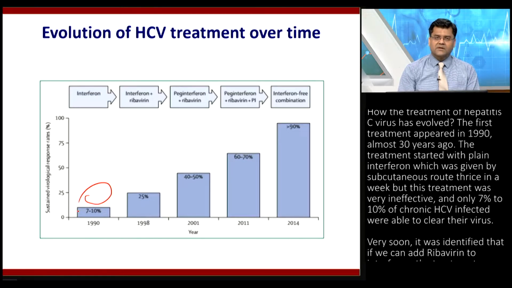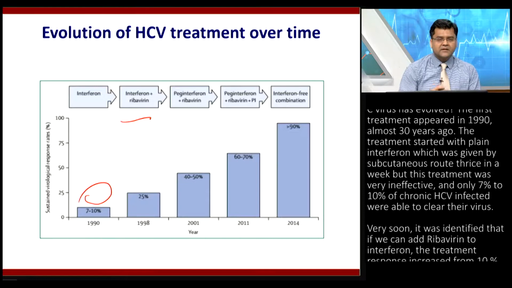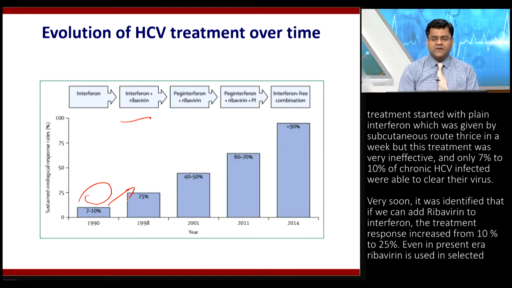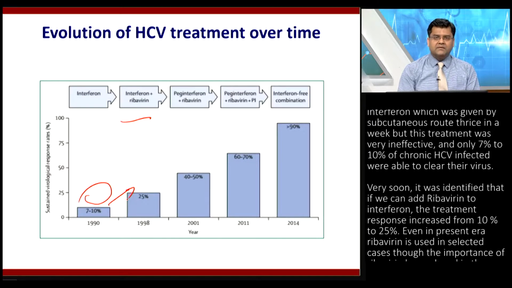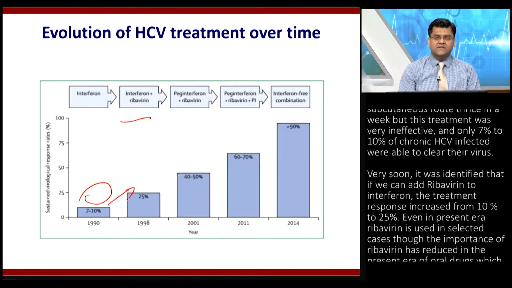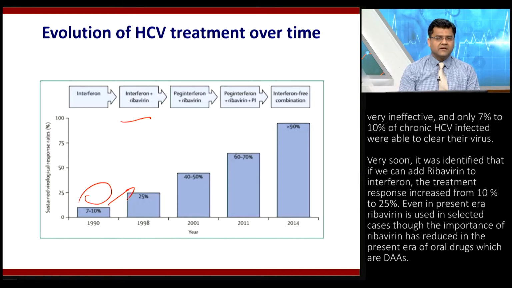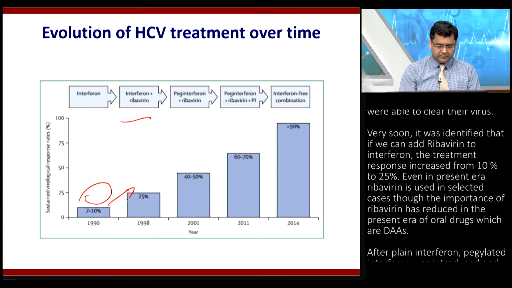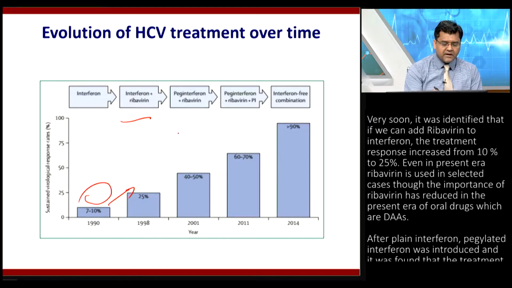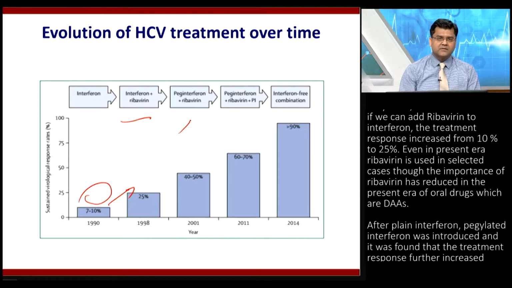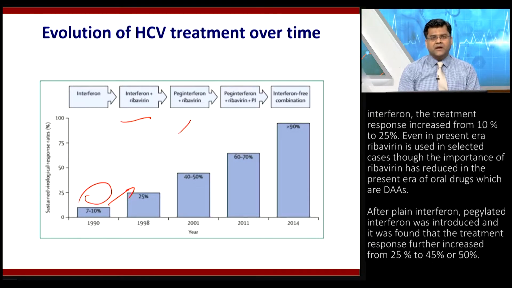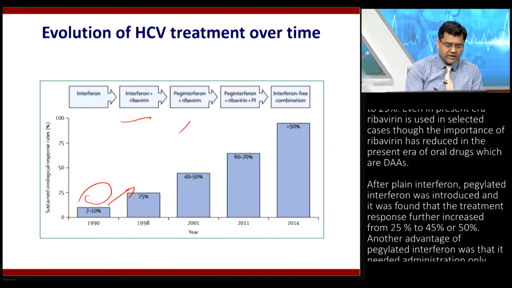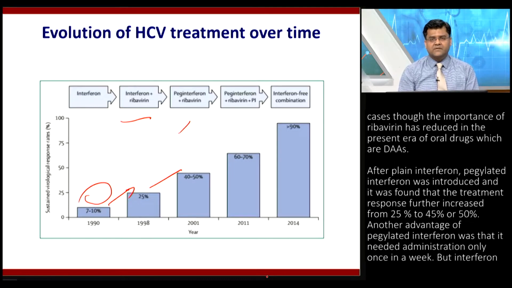Very soon it was identified that if we add ribavirin to the interferon, the treatment response will increase from 10% to 25%. And even in the present era, ribavirin is used in selected cases, though the importance of ribavirin has reduced in the present era of oral drugs, which is DAA. After plain interferon, pegylated interferon was identified, and it was found that the treatment response is further increased from 25% to 45% or 50%.